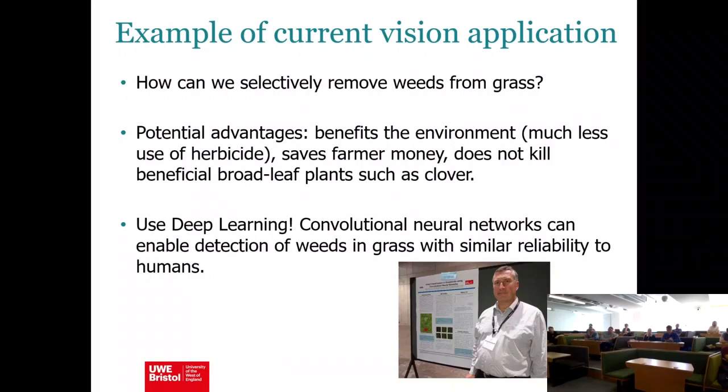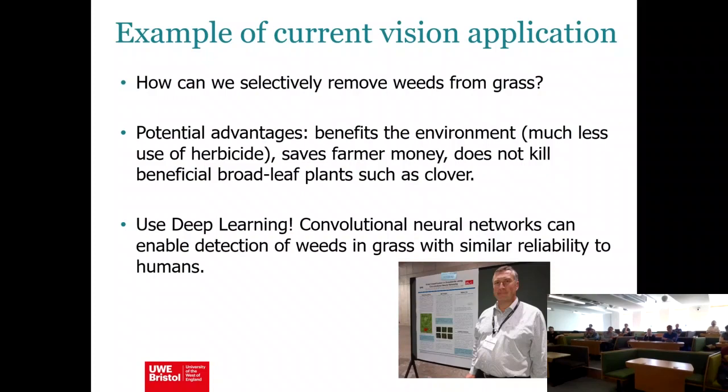So how are we going to do that? There are various ways of trying to do it, actually, which I could go into. But we found that deep learning was very effective for this. Deep learning gives us abilities to analyse weed in grass and identify it comparable to humans.